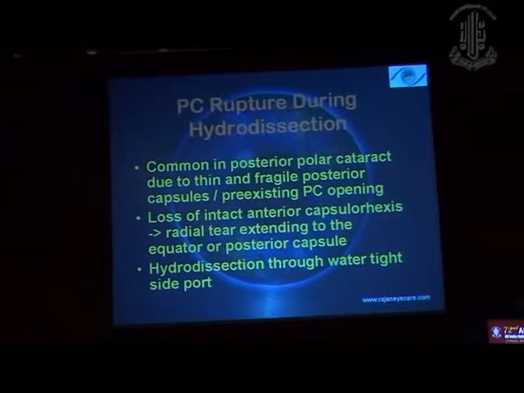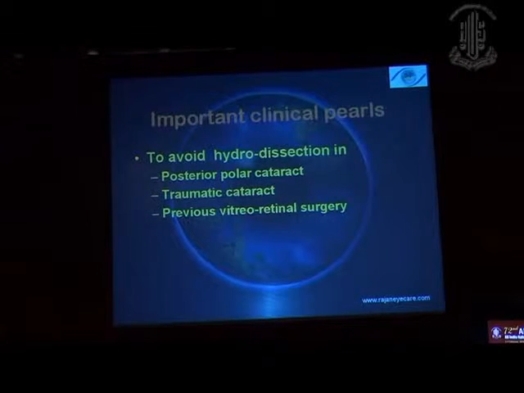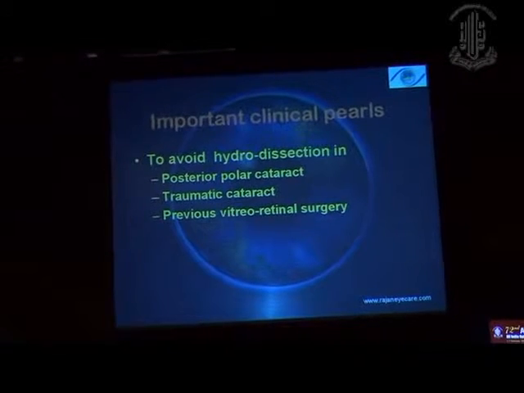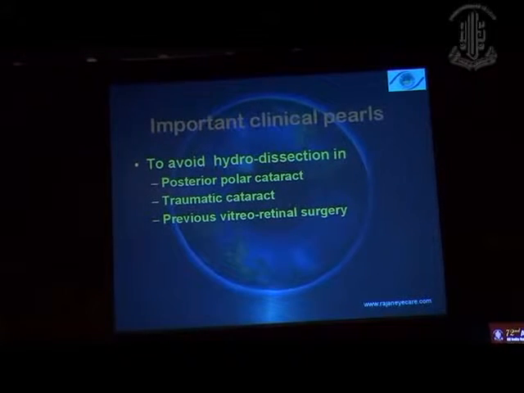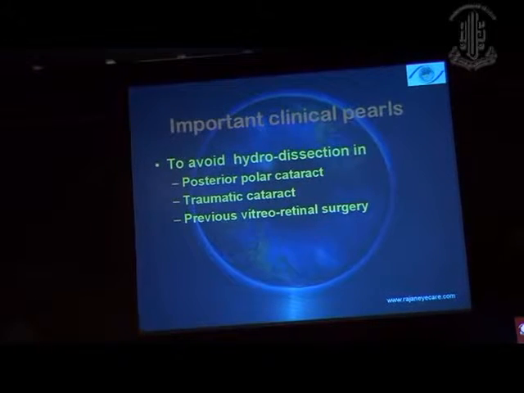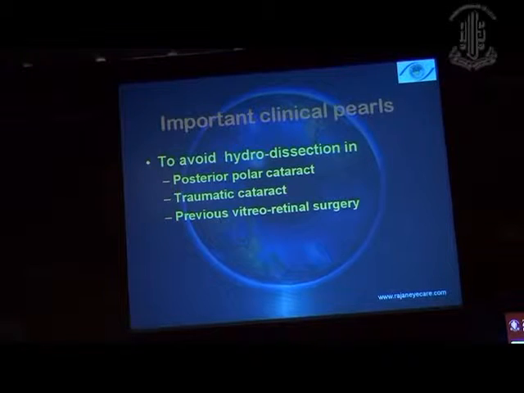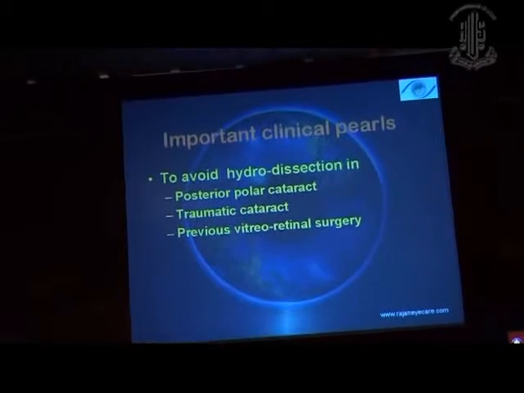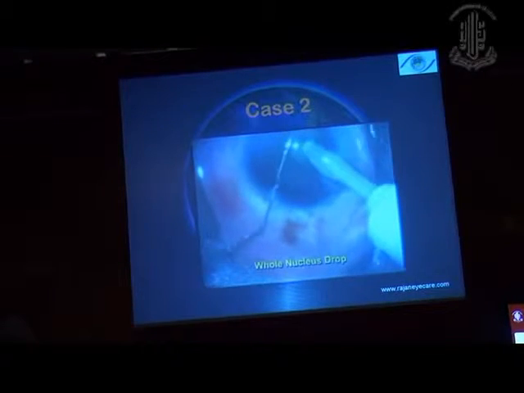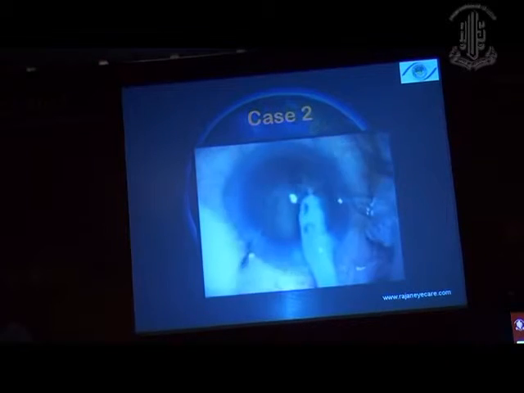The pupil sign has been described by Ronald. You can see here. Avoid hydrodissection in these 3 scenarios: a posterior polar cataract, which has been beautifully described by Dr. Paniselvam, traumatic cataract, and previous vitreoretinal surgery. If the patient has already undergone a vitrectomy, avoid hydrodissection, or if you are doing hydrodissection, be very, very cautious. You can see in this particular case, a posterior polar cataract, as soon as I do the chopping, the whole nucleus is gone.